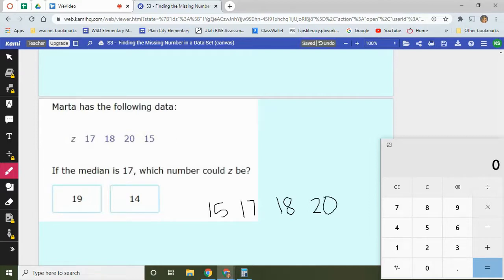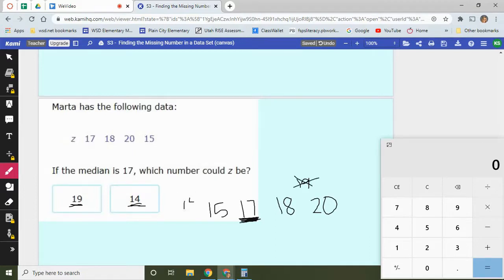So if I look, they're not going to give me a 17 here, and I'm only adding one number. So this 17 right here has to be our median. So I just have to think about this. If I put a 19 right here, is 17 in the middle of my data? No, I have 1 on this side and 3 on this side. So it can't be the 19.